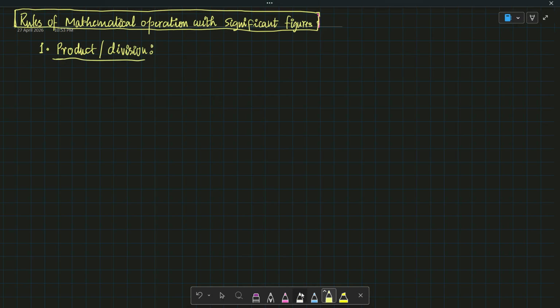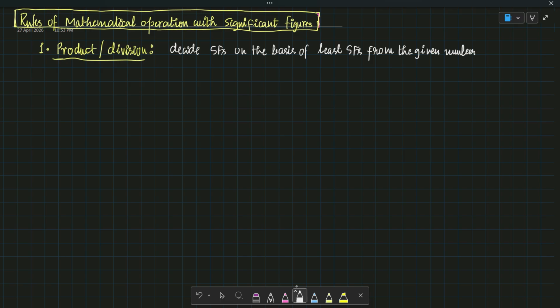The rule is simple. We decide the significant figures on the basis of the least significant figure from the given numbers. Hopefully this makes sense.